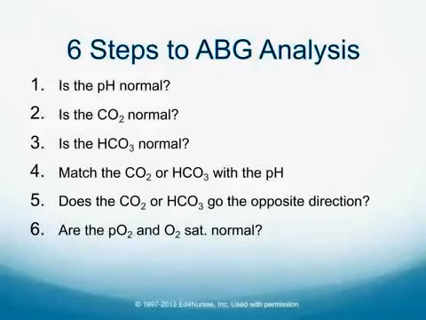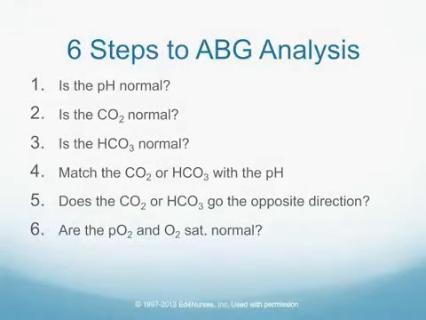After we've made that determination, and by the way, that tells us about the primary imbalance that our patient has, next we move on and we look at the CO2 and bicarb to see if one goes the opposite direction. If one goes in the opposite direction, that is called compensation. So we're going to assess that too. Then lastly, we look at the PO2 and the O2 saturation to help tell us about the patient's oxygenation.